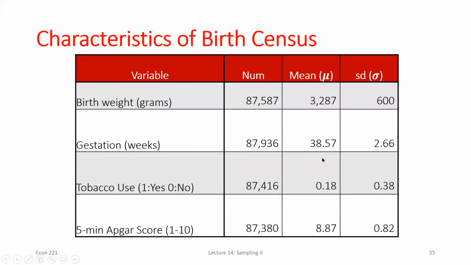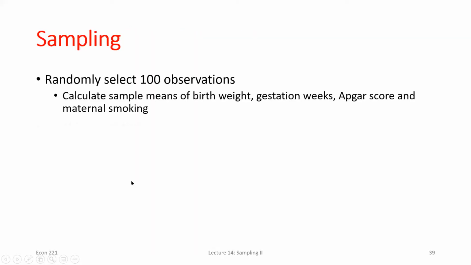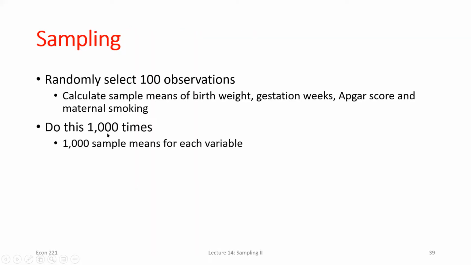So what should be true, right, is if I sample from these variables. I'm going to randomly sample 100 babies, right? I'm going to then calculate from the sample of 100 births the sample mean birth weight over those 100, the sample mean gestation weeks for those 100 births, the sample mean for tobacco use, and the sample mean for the APGAR score over those 100 births. I'm then going to do that 1,000 different times. So I will then have stored in a separate Excel file 1,000 different random samples of size 100 and the sample mean calculated for each one of these 4 variables.